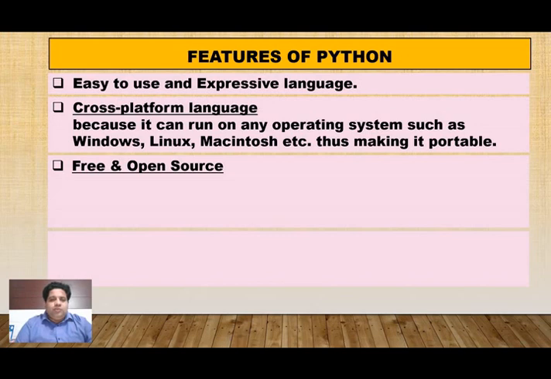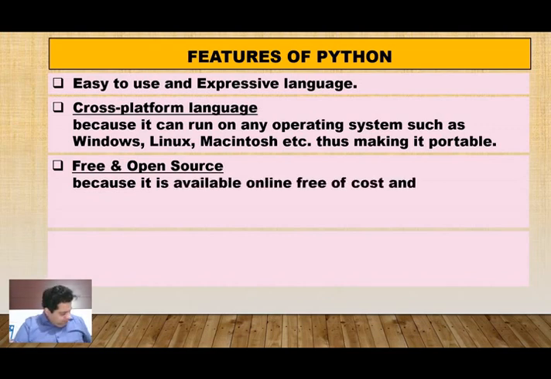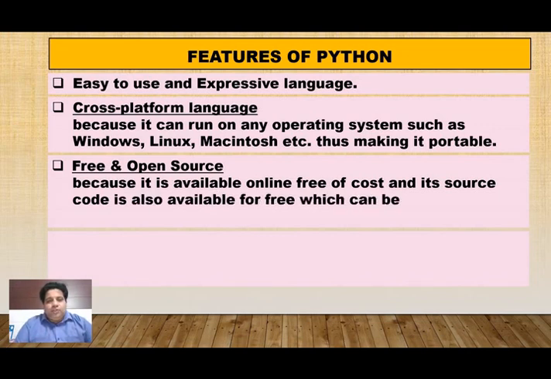And open source means its source code, how it is written, is also available. That program is also available. So it means free and open source. You can modify and redistribute that source code also. So why is Python free and open source? Because it is available online free of cost and its source code is also available for free, which can be modified and redistributed. Clear?